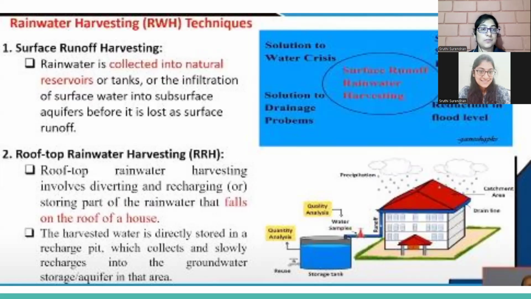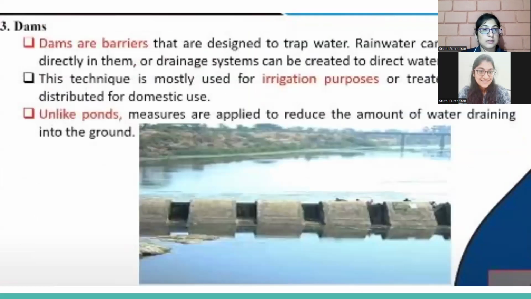Same is the case of surface runoff harvesting. If the storage and collection is occurring in such a way that it is at par with the ground and there's a seepage possible to the ground, then this is also going to serve as a method to replenish the groundwater.